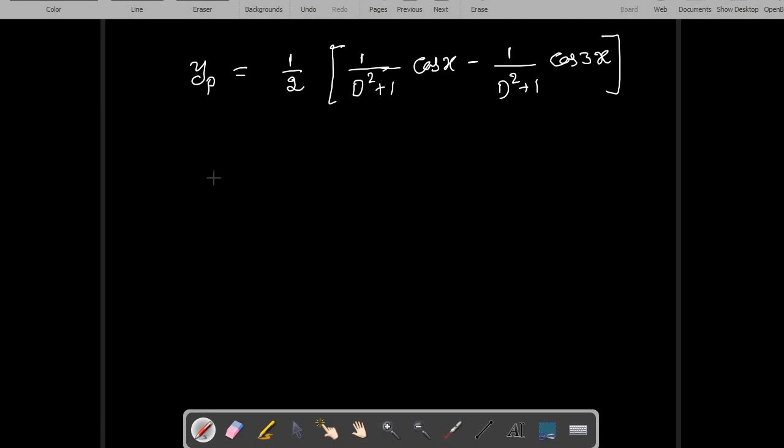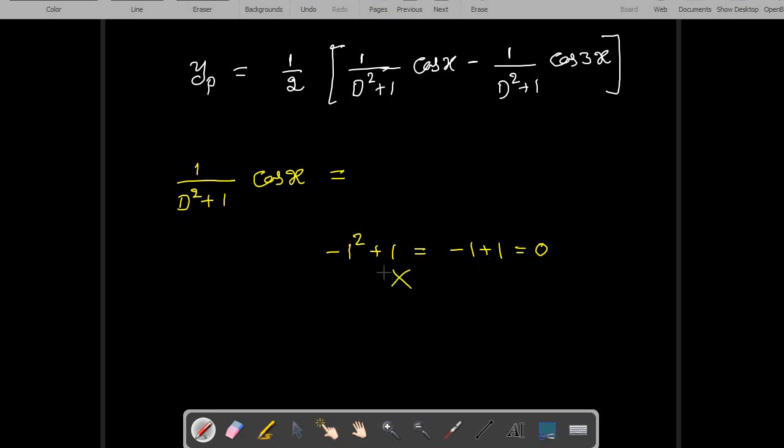Okay, so first I will concentrate on this part, that is 1 by d square plus 1, this of cos x. So here, whenever we have sin ax or cos ax, we will replace this d square with minus a square. But here there is a problem. If we replace this d square with minus 1 square, in the denominator we get minus 1 square plus 1, that is minus 1 plus 1. Remember one thing, this is minus into 1 square. It's not that minus of 1 whole square, okay? So that's why you got negative 1. So we are getting 0 in the denominator.